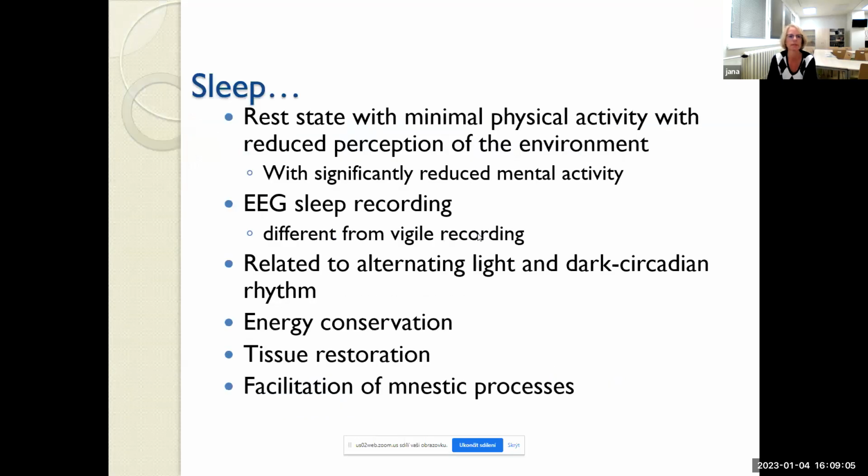So what is sleep? Sleep is a rest state with minimal physical activity, reduced perception of the environment, and significantly reduced mental activity. The EEG we record is different from the waking recording. Sleep is related to the alternating light and dark circadian rhythm. We have quite a lot of energy conservation during our sleep, our tissue restores, and of course the nesting processes are facilitated.